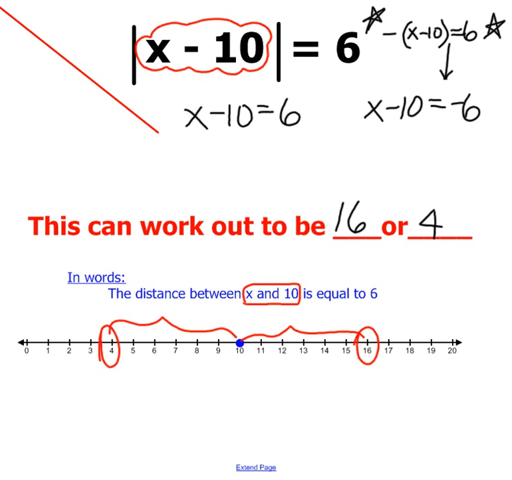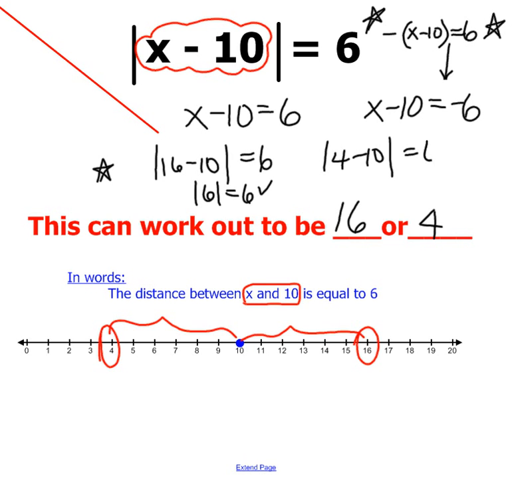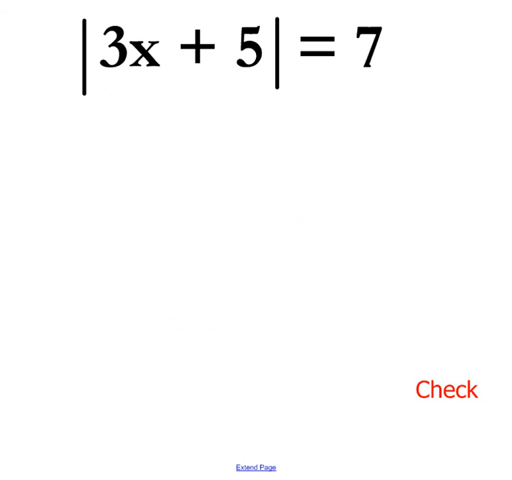It is very important, it is actually essential, that you check your absolute value equations, and you'll see why in a couple minutes. So if I check the 16, 16 minus 10 equals 6. Yes, the absolute value of 6 is 6. And in this case, I get 4. So 4 minus 10 is negative 6. The absolute value of negative 6 is 6.